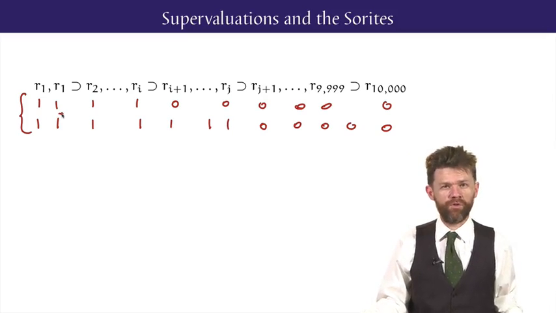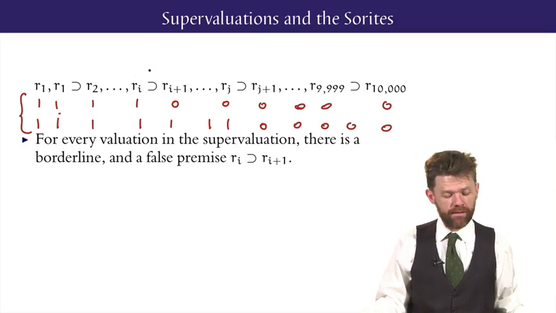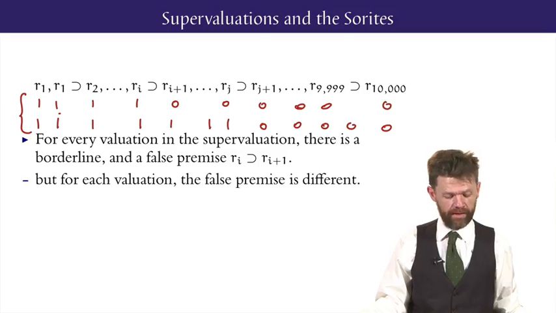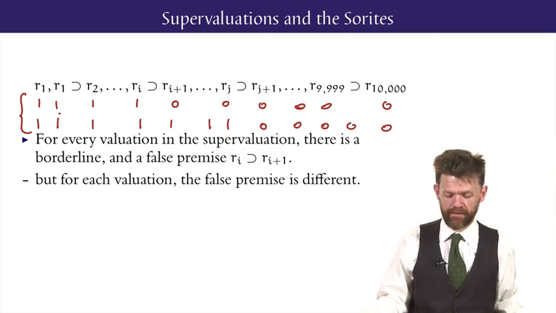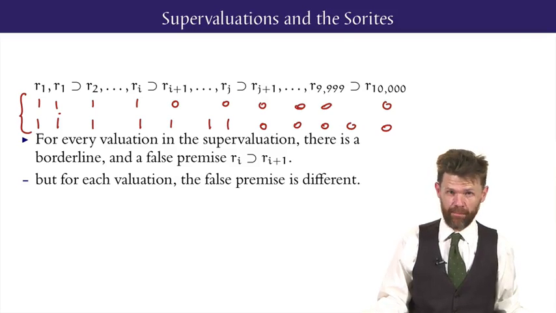Each valuation in the supervaluation will have a borderline somewhere, and each will make one of the premises, Ri implies Ri plus 1, false. But which premise is false is different in each case. The argument doesn't have each of its premises true, even though each premise is true in an overwhelmingly large number of cases. So that's what supervaluations say about the Sorites paradox. The premises aren't all true and can't all be true, but which premise counts as false is different in each case. And so that means lots of the premises are kind of in the gap.